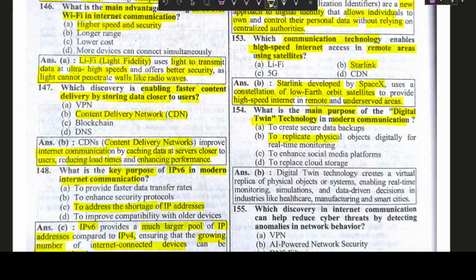What is the main purpose of digital twin technology in modern communication? So to replicate physical objects digitally for real-time monitoring. Digital twin technology creates a virtual replica of physical objects or systems that enables real-time monitoring, simulation, and data-driven decisions in industries like healthcare, manufacturing, and smart cities.